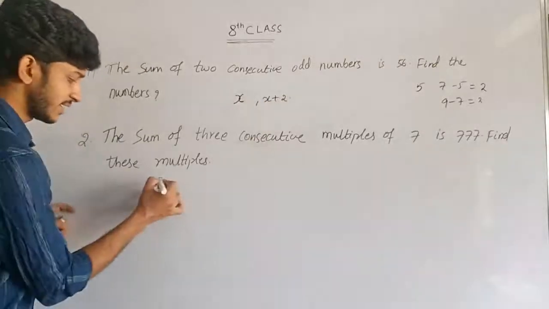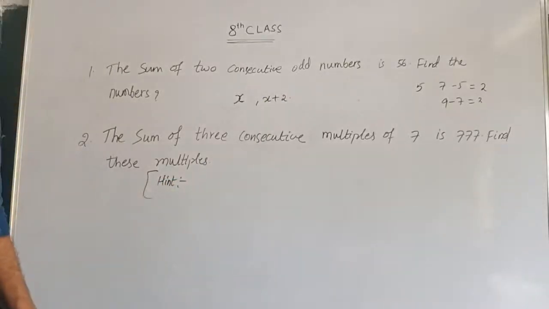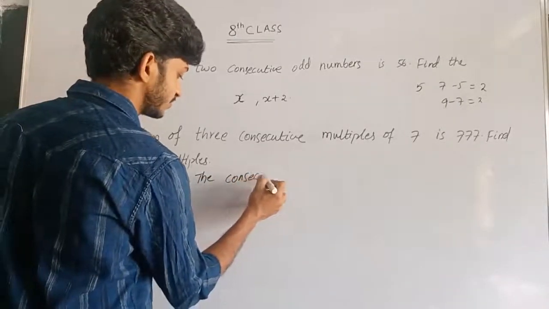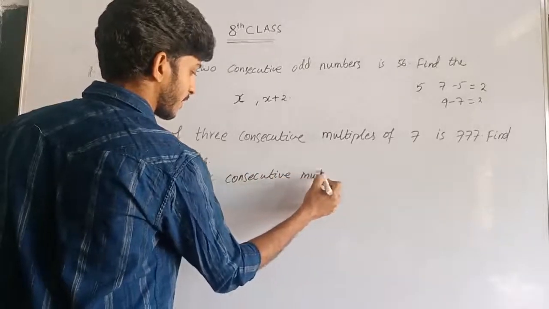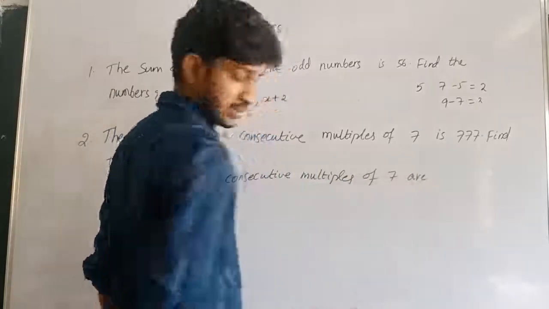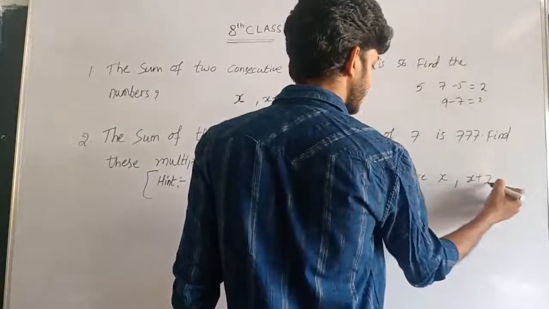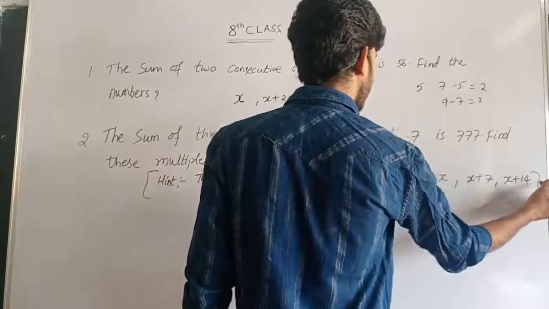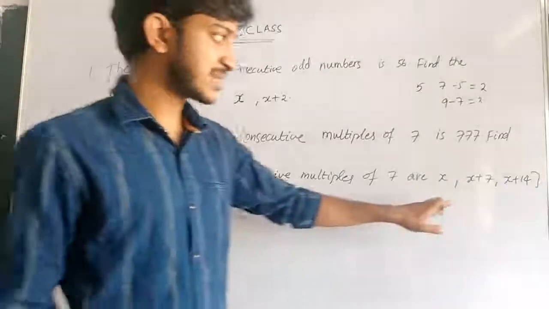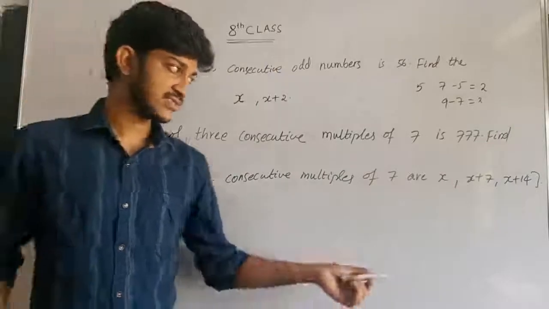And for the second question, a hint is given in the textbook. So I am writing this hint here. The hint is: the consecutive multiples of 7 are x, x plus 7 and x plus 14. These are the three consecutive multiples of 7. So take these three numbers, add them and equate to 777. Then we get the value of x here. So then find the x value, x plus 7 value, x plus 14 value.